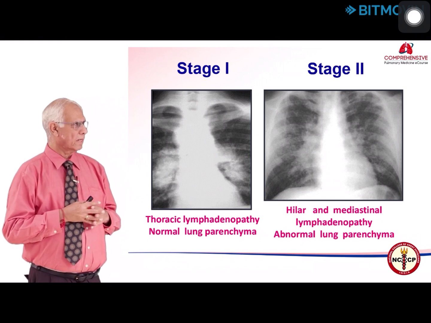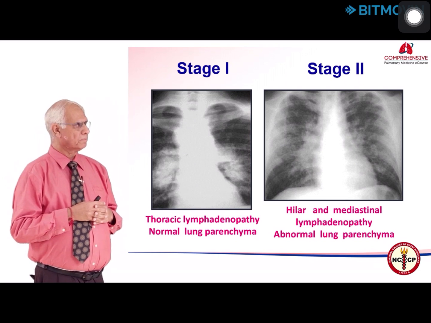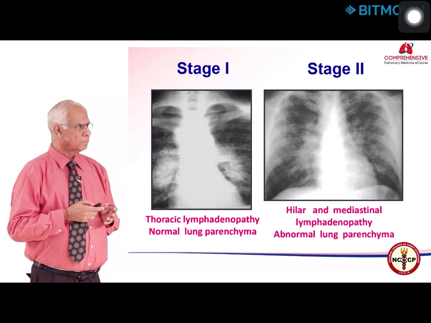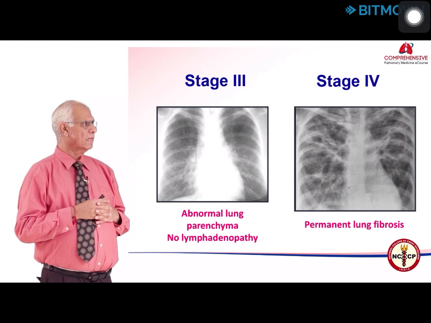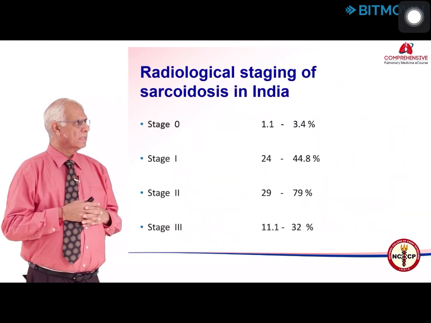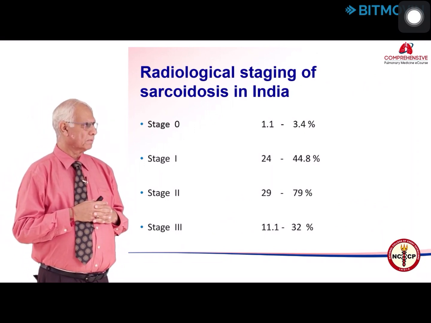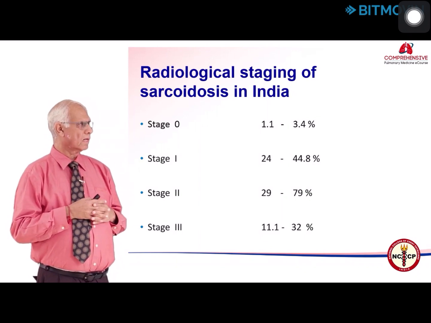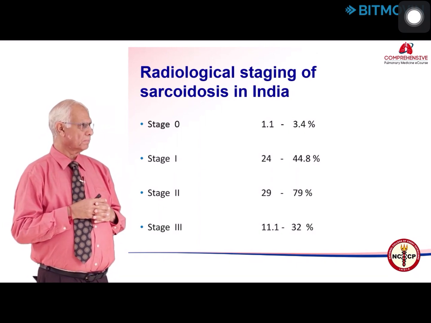This is stage 1 over here, bilateral hilar adenopathy with normal lung parenchyma. In stage 2, you can see the hilar adenopathy with abnormal lung parenchyma. In stage 3, you see abnormal lung parenchyma where there is no lymphadenopathy, and this is permanent lung fibrosis in stage 4. In India, the most common staging is stage 2. It occurs in up to 79% of the patients, and stage 0 is hardly recorded, but stage 1 can occur in up to 44.8% of the patients.